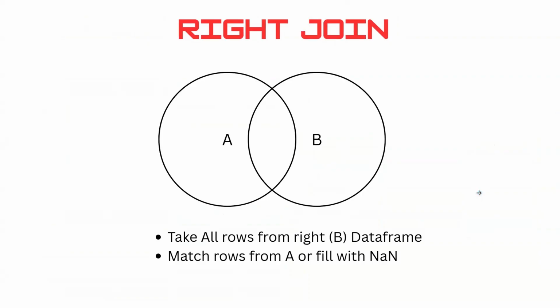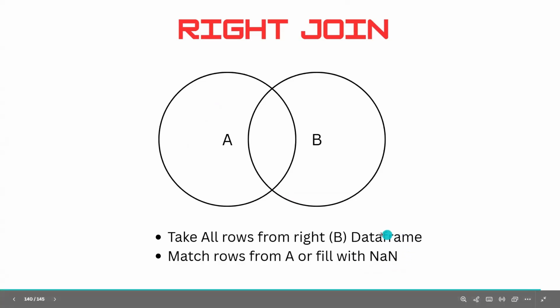Now, if we talk about right join, in right join, it will take all rows from right, which is from data frame B. After taking this, it will try to match the rows from A. And again, if any row did not get matched, it will fill that particular cell or the row with NaN. Okay, great.